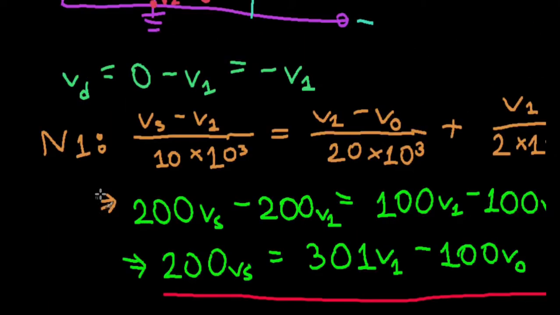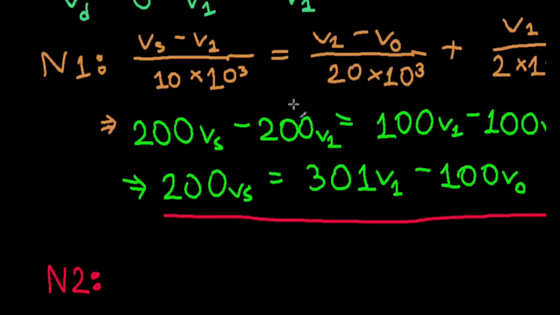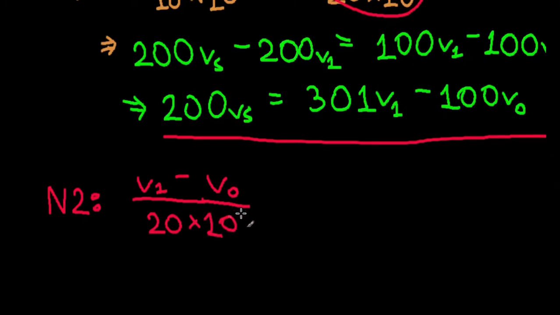okay, what we have is this current entering, and let's say we have this current exiting. So the current entering is obviously equal to the current exiting, right? So the current entering, we actually already wrote an expression for this. This is the same as this one. So we'll just write that again. So the current entering is V1 minus V0 divided by 20 times 10 to the power 3.